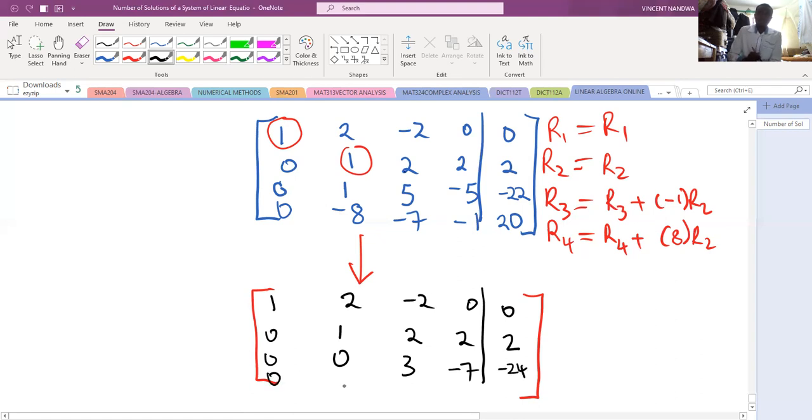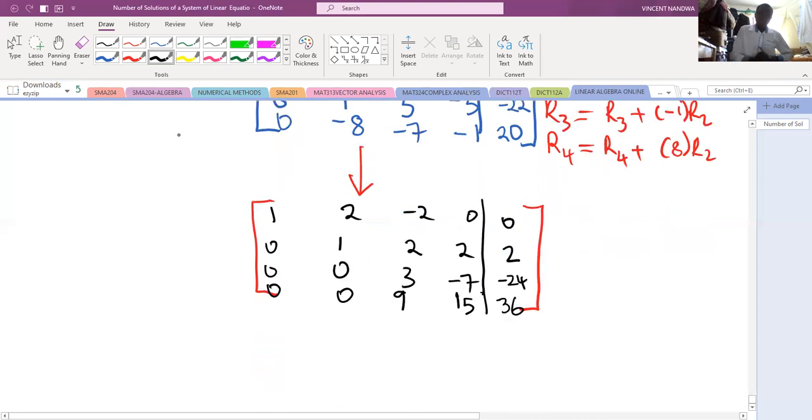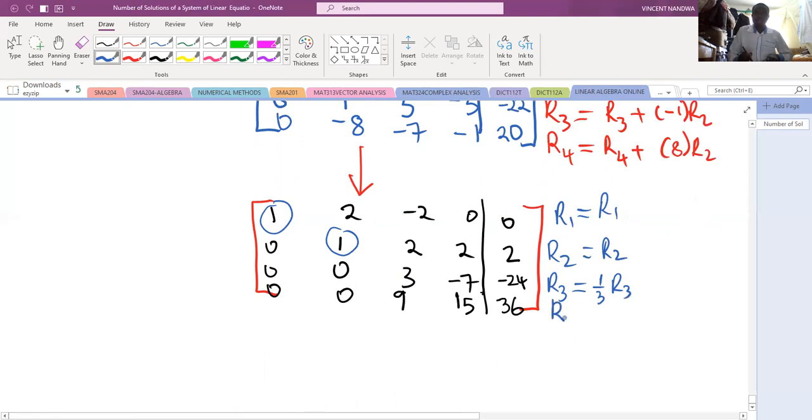This is zero, zero, and then minus seven plus 16, that is nine, minus one plus 16 is 15, and minus one, and 20 plus 16, 36. So we have this as one, this as one, these are zeros, but we expect this one to be one. So therefore we say row one to be row one, row two to be row two, and then row three to be a third of row three, and let's say row four remains to be row four.